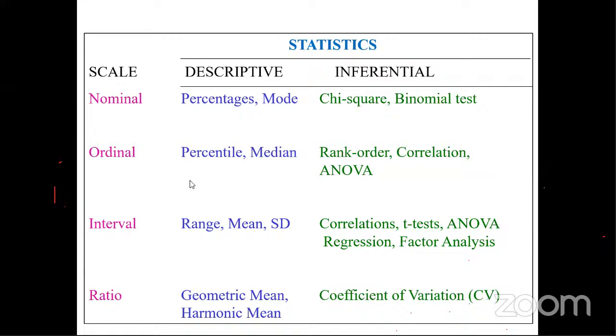This is the main important slide, so look carefully. When you are dealing with different scales, there are different statistics. These two things are very important here: descriptive and inferential statistics. What is descriptive and inferential? Does anyone know about this?